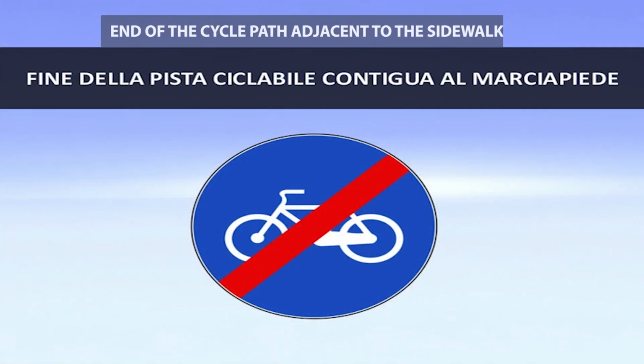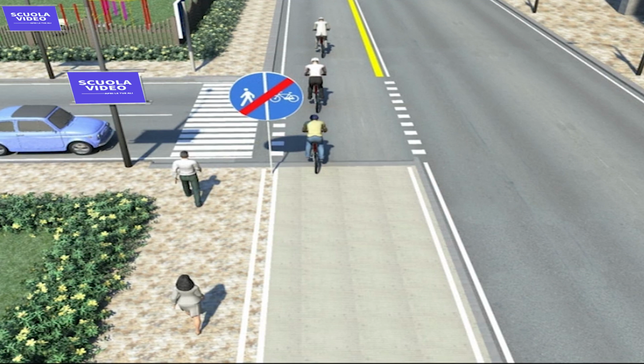End of the cycle path adjacent to the sidewalk. This sign is placed at the end of the cycle path, next to a path reserved for pedestrians. It still allows pedestrians and cyclists to circulate, paying attention to the presence of other vehicles.